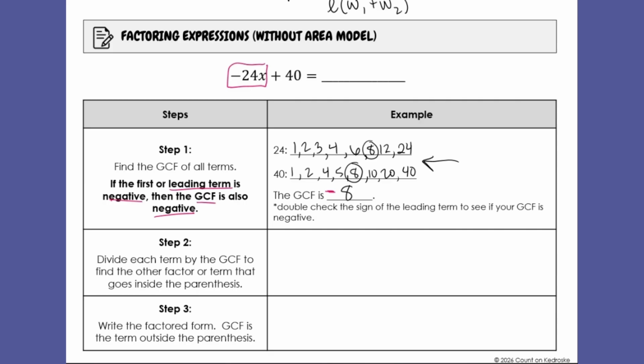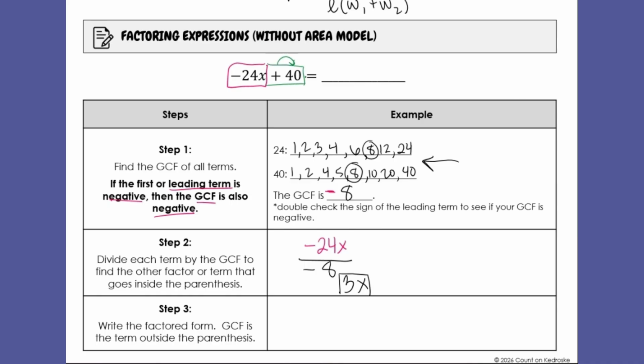Step 2 then says divide each term by the GCF to find the other factor or terms that go in the parentheses. So I'm essentially going to take my first term, negative 24x, and I'm going to divide it by -8. So negative 24x divided by -8 would be positive 3x. And then I'm going to take the next term, however many terms there are. The next term is positive 40.